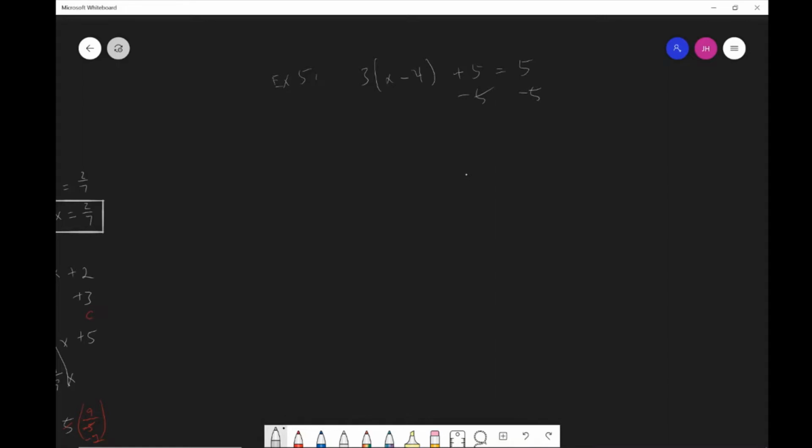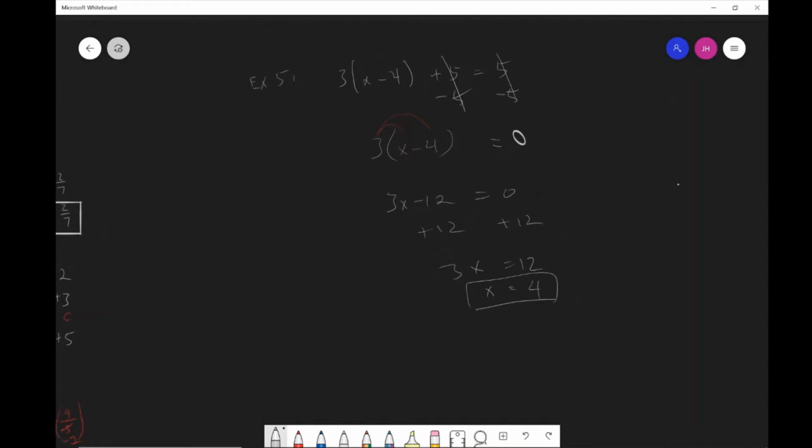All right, 5 minus 5, get rid of it. 5 minus 5 is also 0. So 0 on the right side of the equation. What's left on the left side is the distribution of 3 times x minus 4. So you can do the distribution. That will become 3x minus 12 equal to 0, plus 12 on both sides. So you have 3x equal to 12, x equal to 4. Okay, so we reached our answer of x equal to 4.